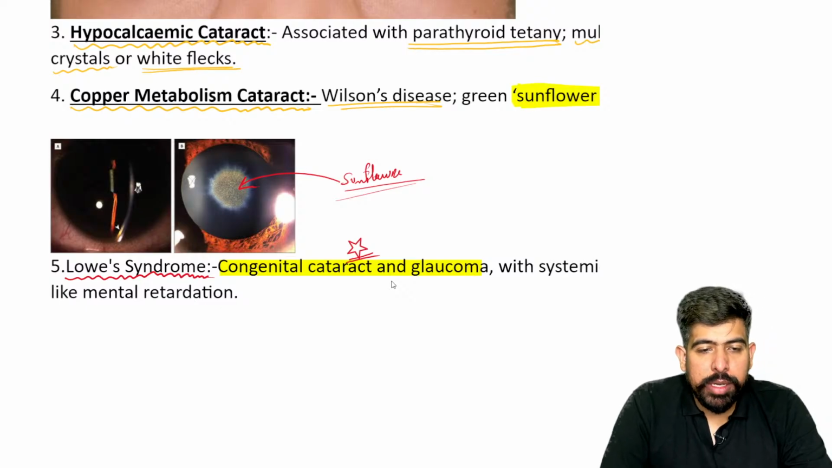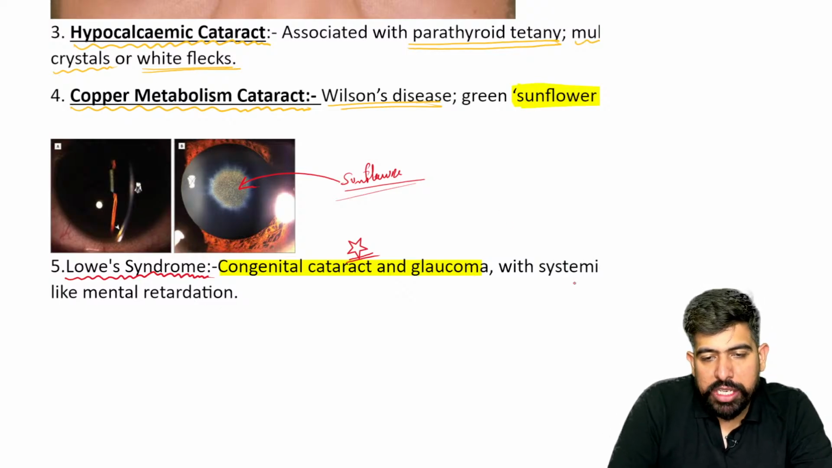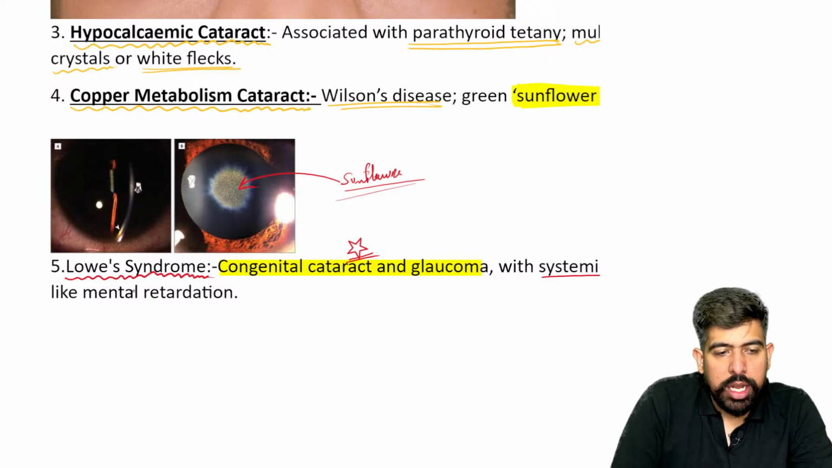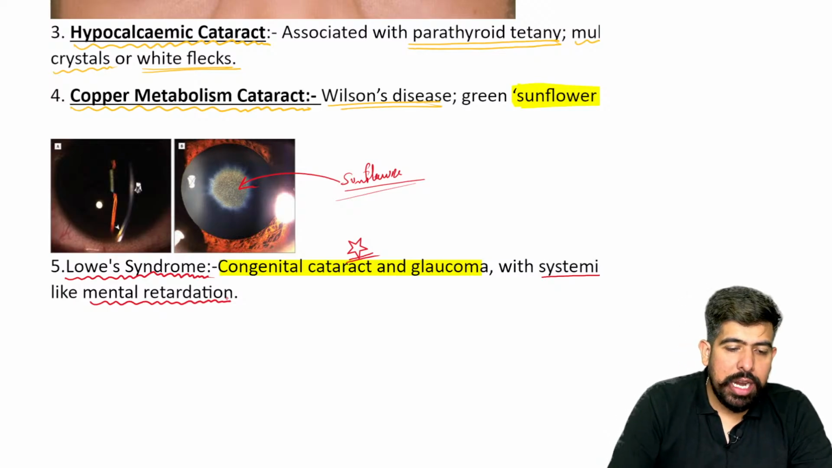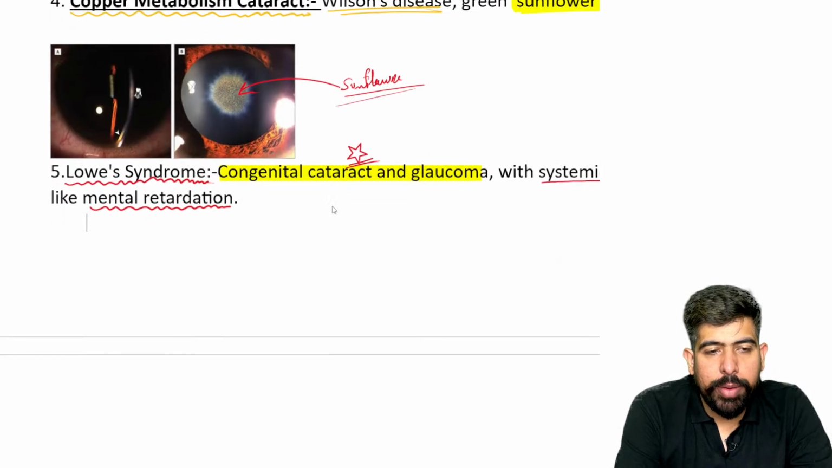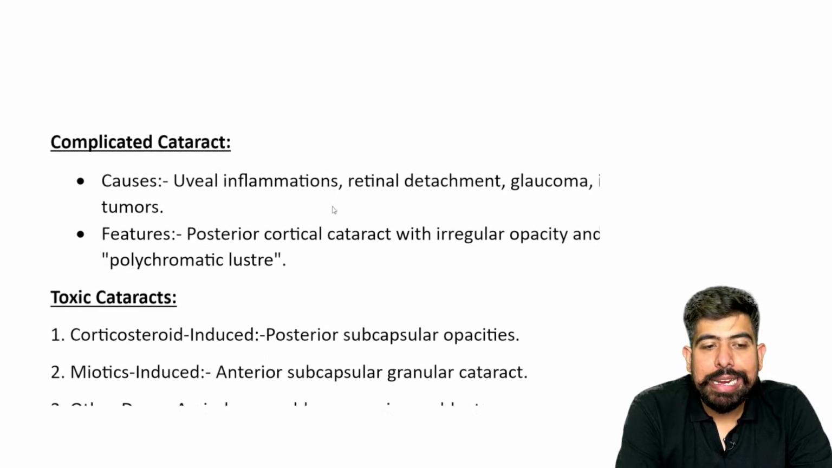And please remember, in Lowe syndrome the patient also has systemic features like mental retardation. The patient has mental retardation, and congenitally has cataract and glaucoma. So this is all about the metabolic types of cataracts.